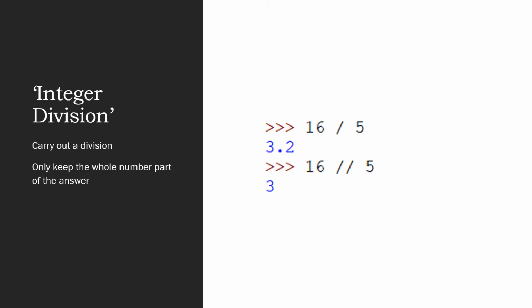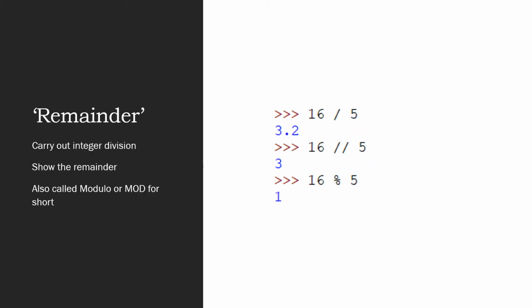Sometimes you need to have an integer result from a division and you just lose the extra. It's like rounding down to the nearest whole number. The percent sign works out the remainder, and it's a good complement to integer division because it tells you what's left over.